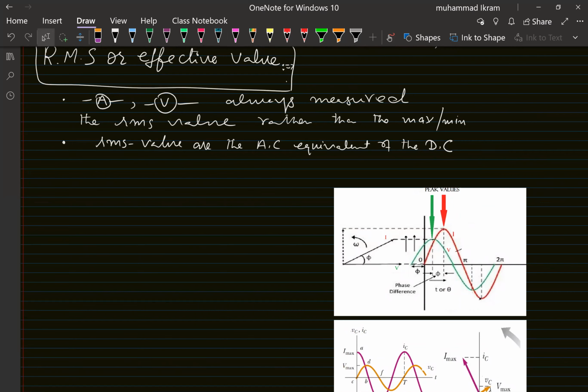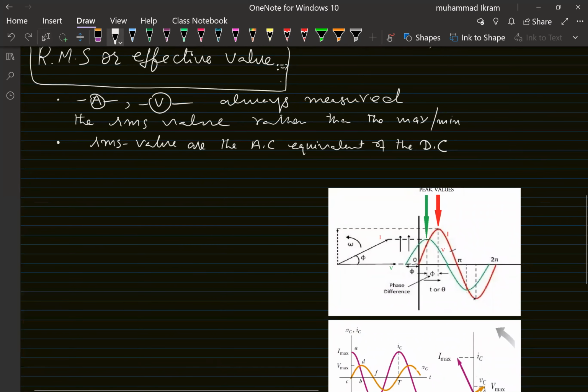Now, for the RMS values, as you know, for any value, I is equal to Im into sine omega t. Okay, sine omega t.